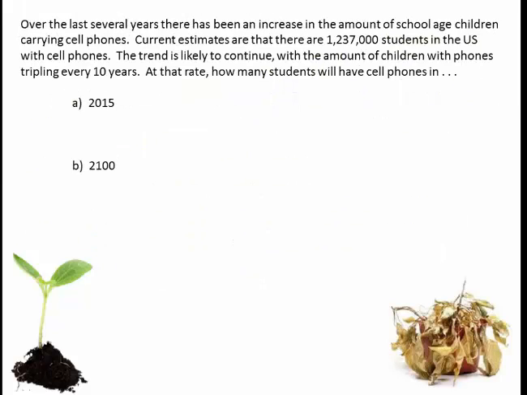Okay, so another example. Over the last several years, there's been an increase in the amount of school-age children carrying cell phones. Current estimates are that there are 1,237,000 students in the United States with cell phones, and the amount of children with phones will triple every 10 years. So because we're tripling, that's multiplying by 3. So we'll use y is equal to ab to the x.